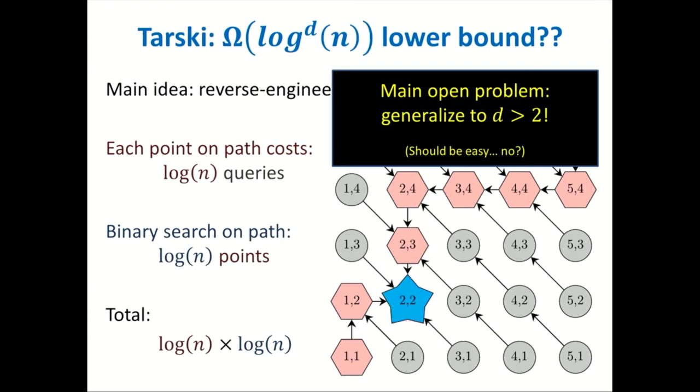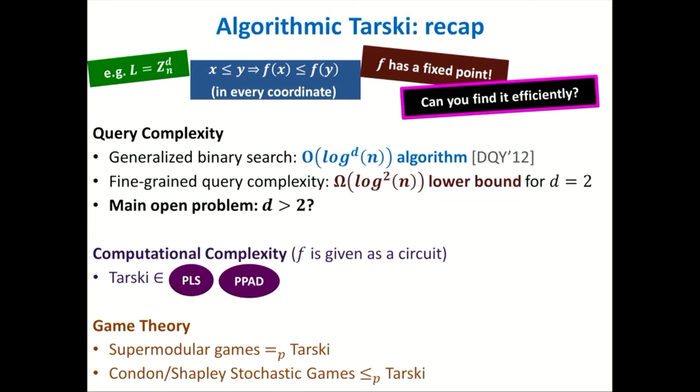Just to summarize, we had Tarski's fixed point theorem that says that if you have a monotone function, you have a fixed point, and we have the big open problem of query complexity. You want to prove a log to the d lower bound. And in computational complexity, we prove that it's in PLS intersect PPAD, which is where the hot question of TFNP problems lies. Thank you.